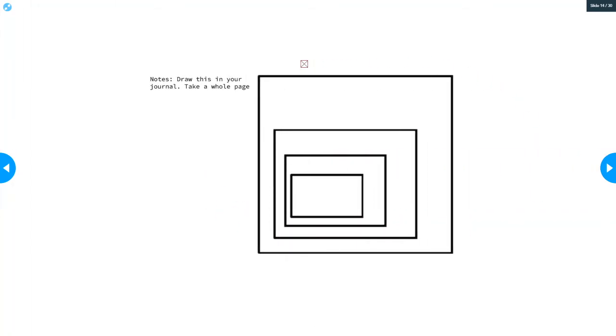So I want you to draw this shape, take up the whole page and draw this shape into your journals. So I'm going to give you some time to go ahead and draw that. So you would click pause while you draw that in the video.